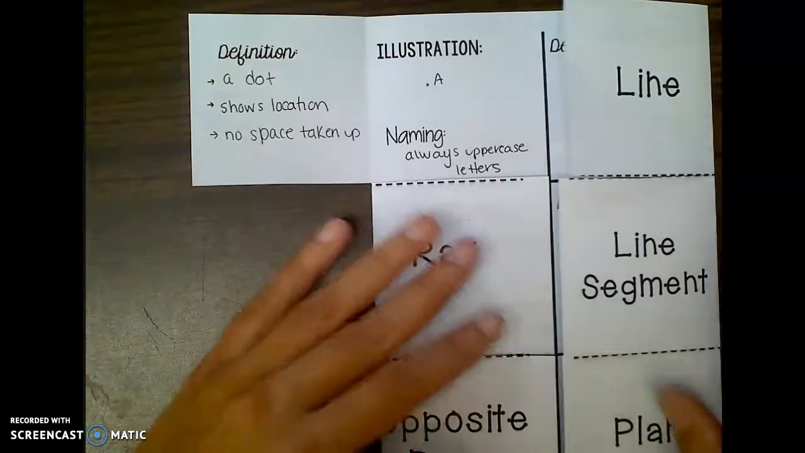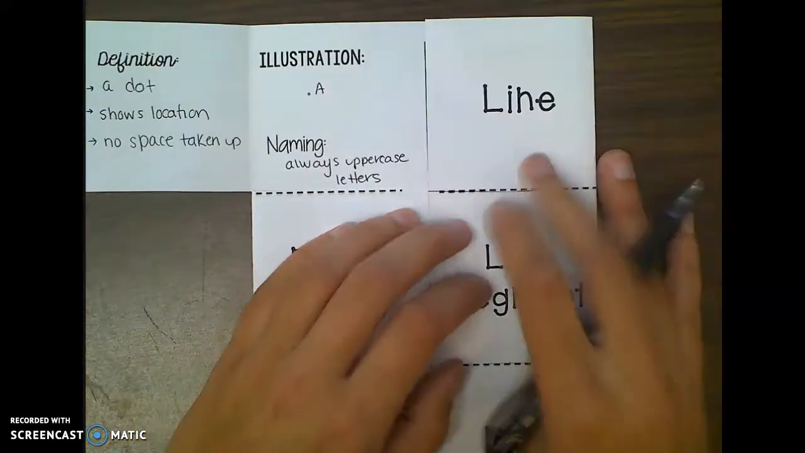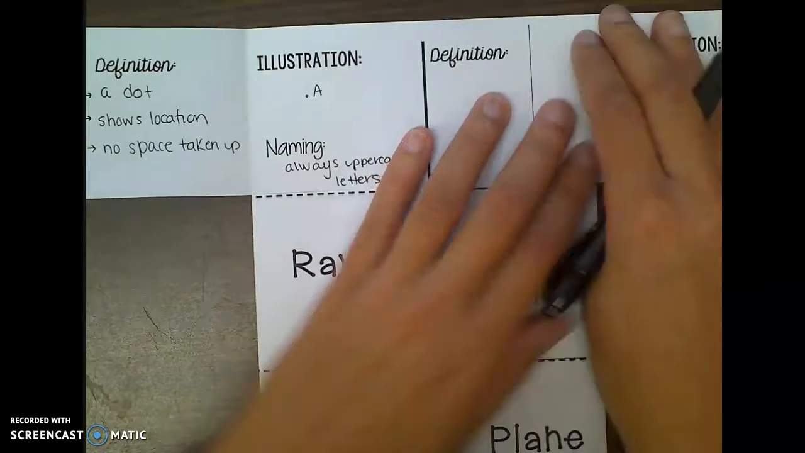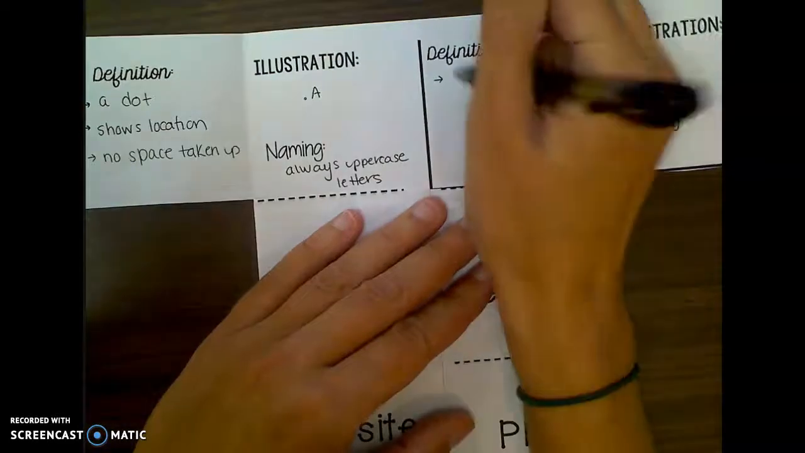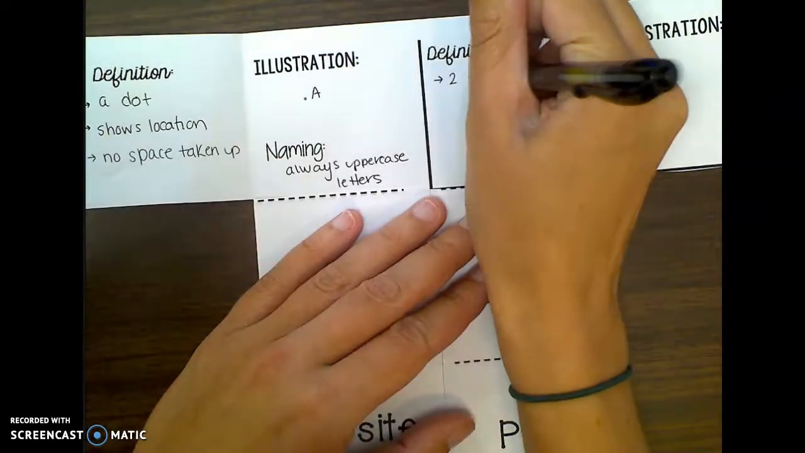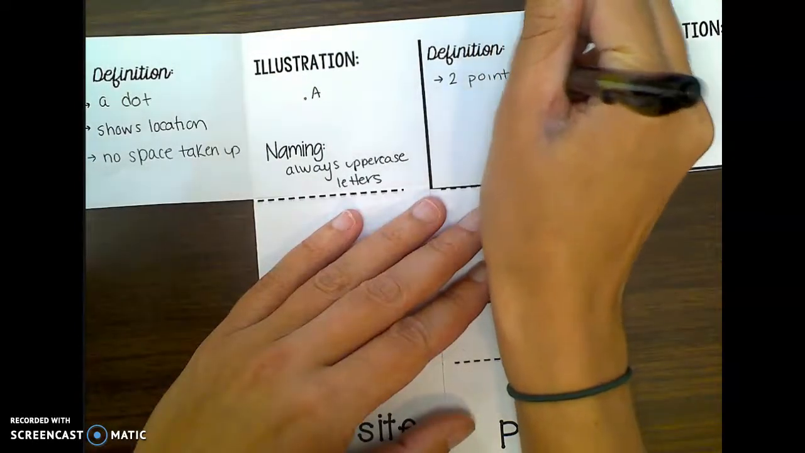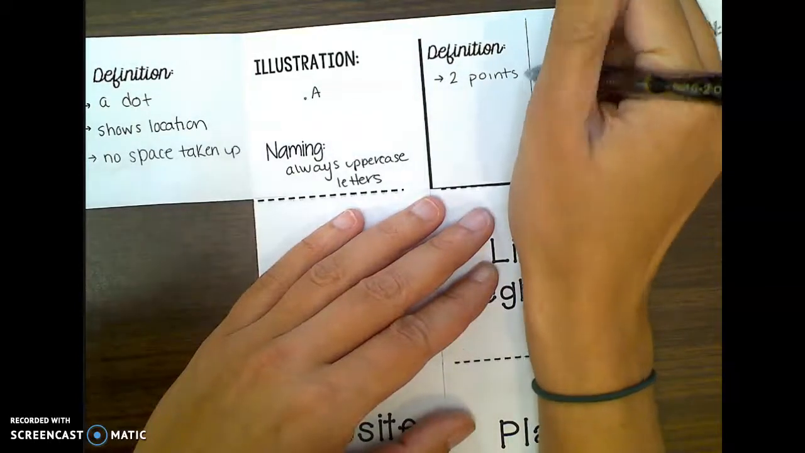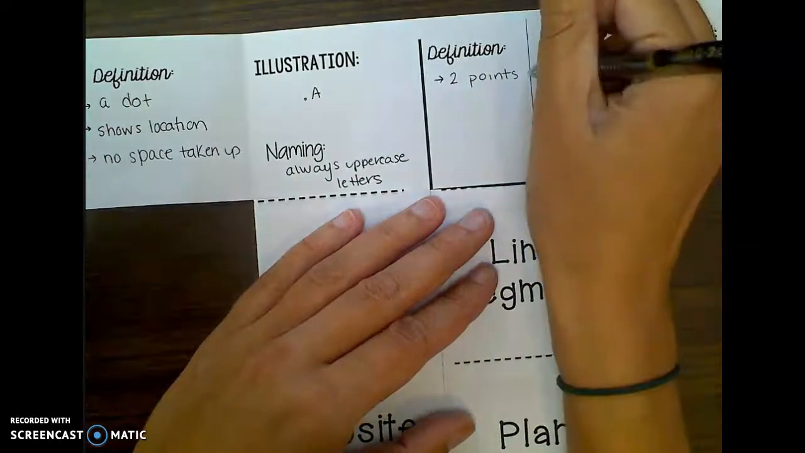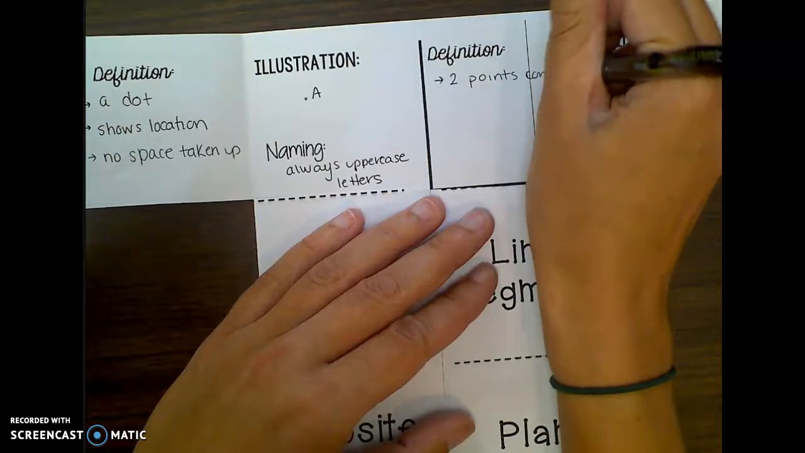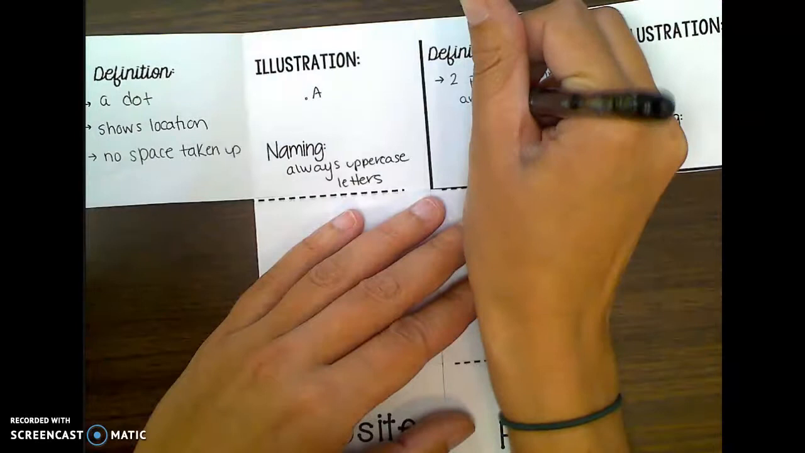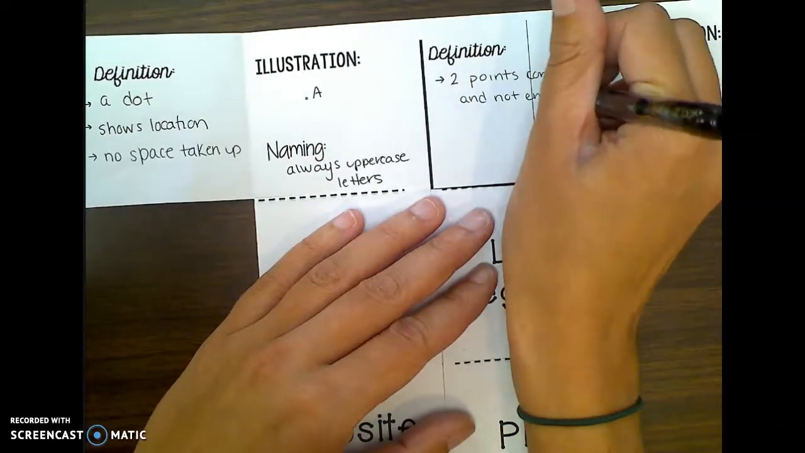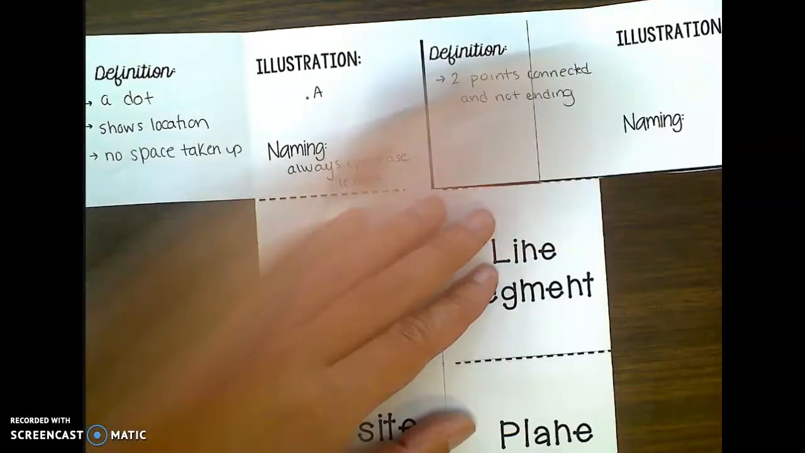Alright, the next thing that we're going to talk about, one level higher than that, is a line. So the definition of a line is that it's always made up of 2 points. So as long as I have 2 points connected and through, so connected and not ending, we have a line.